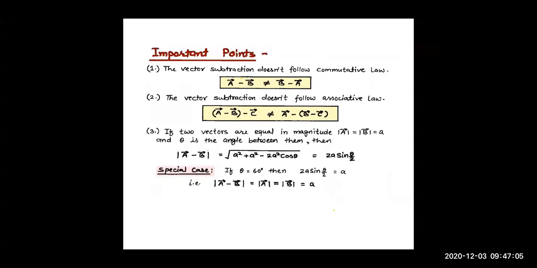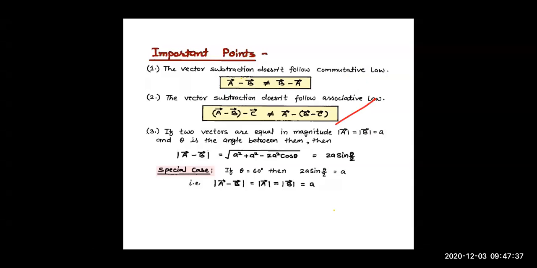Now there are some important points. As we saw, addition obeys the commutative law, and it obeyed the associative law, but here the subtraction does not obey. As we know the commutative law, A minus B is not equal to B minus A. Vector subtraction does not obey the commutative law. Second, vector subtraction does not obey the associative law.